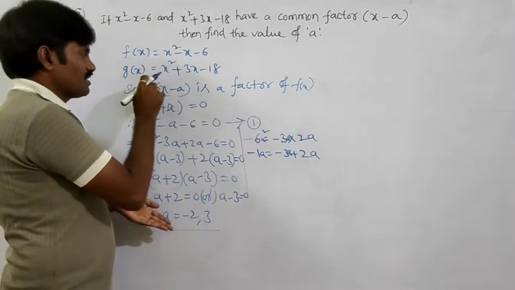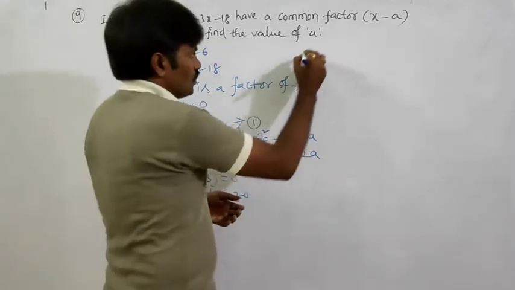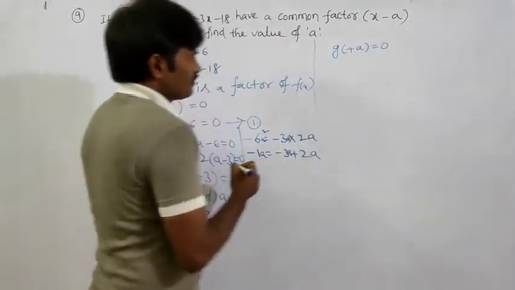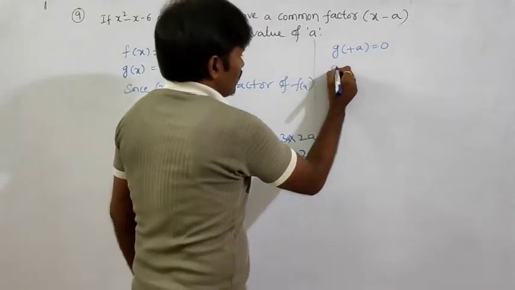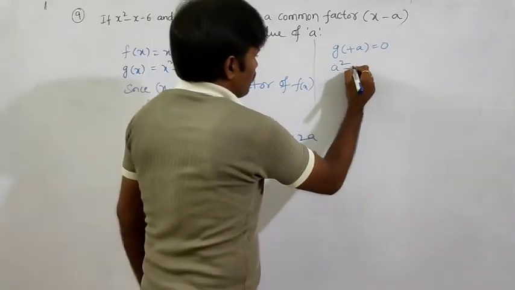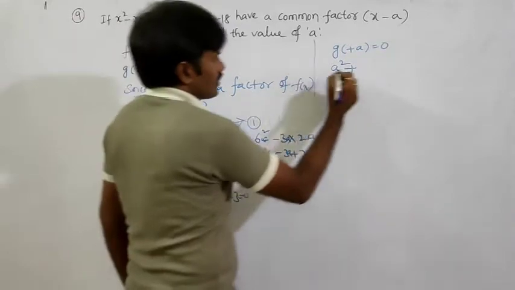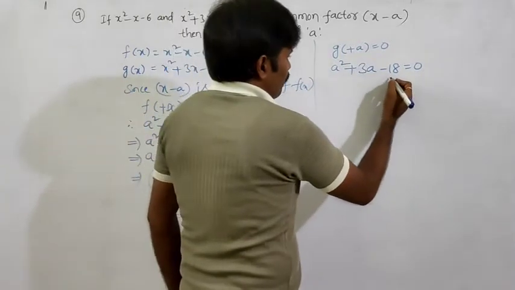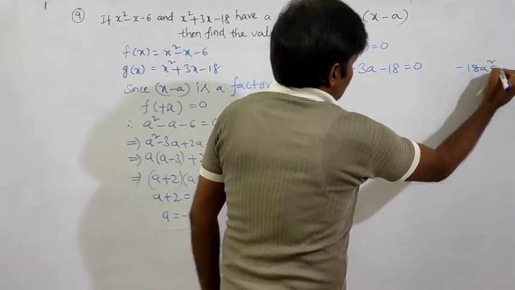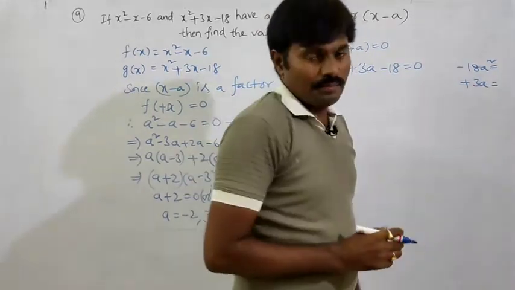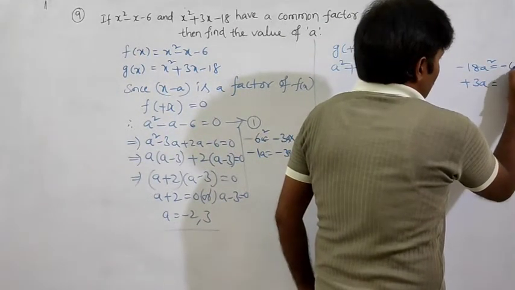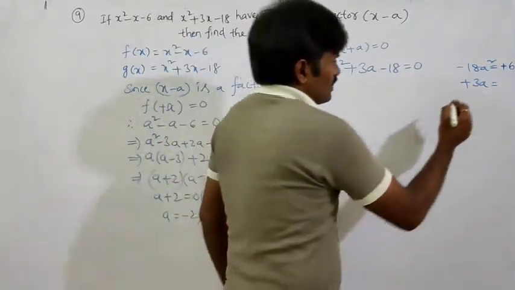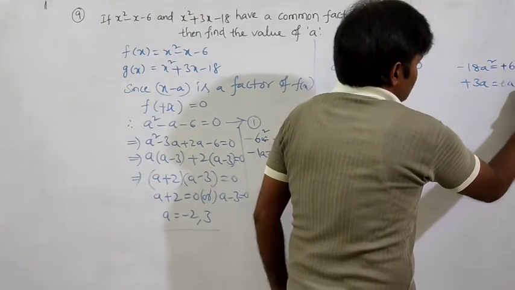They are given x minus a is a factor of g of x also. So according to factor theorem, g of a is equal to 0. Is it? So put x value a in polynomial g of x, then it becomes a square plus 3a minus 18 is equal to 0. Now again factorization. By product we should get minus 18a square. By sum we get plus 3a. Minus 18a square can be written as plus 6a into minus 3a. So plus 3a can be written as 6a plus minus 3a.